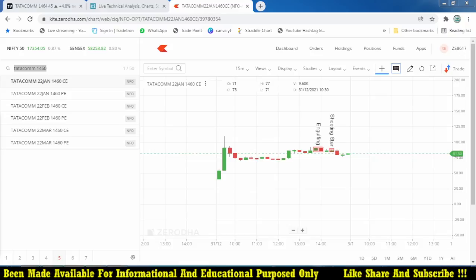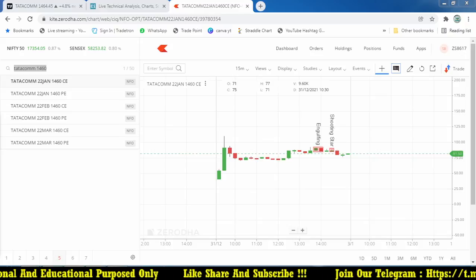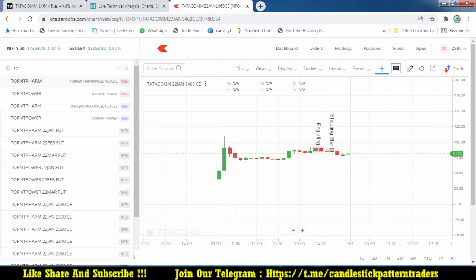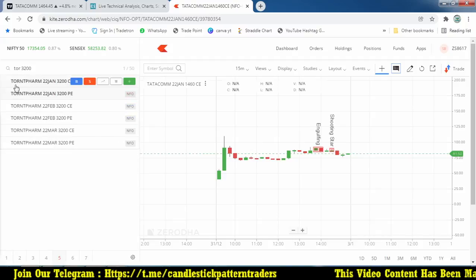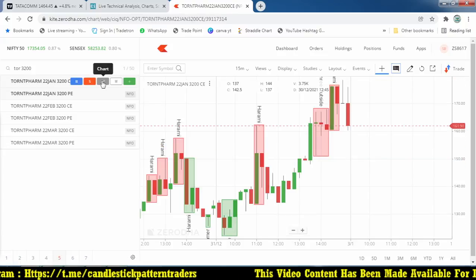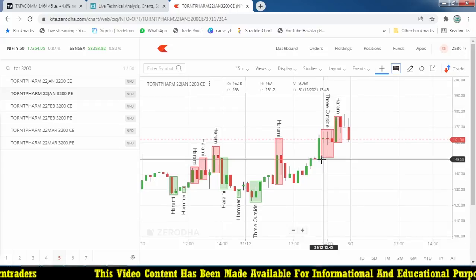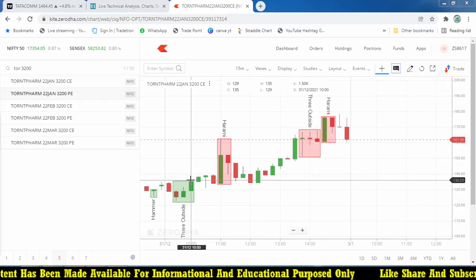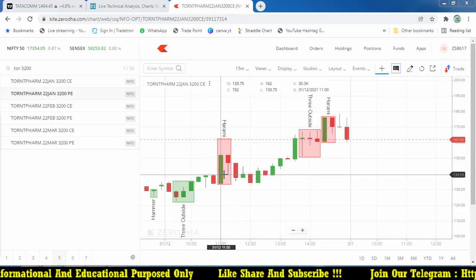Torrent Pharma started at 3225, so we will take the 3200 strike price. Let me try the Torrent Pharma 3200 call. Let me show you what I'm going to do. On this stock, I'm going to take a trade on the 15 minutes time frame only at 11 o'clock. So 10:30, 10:50, and this is exactly 11 o'clock.